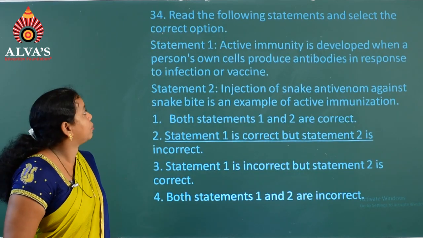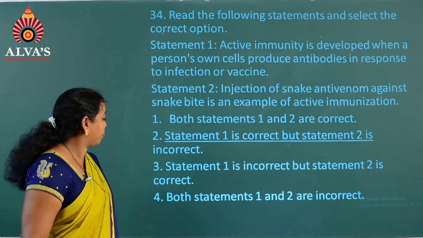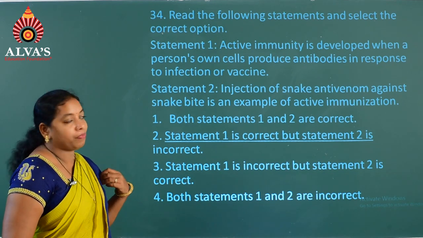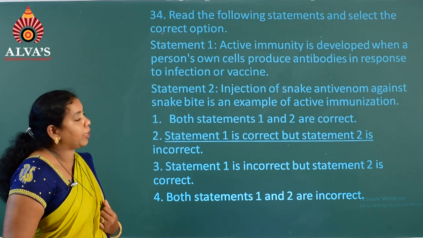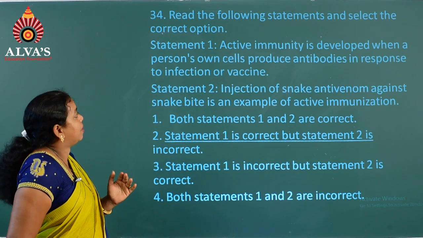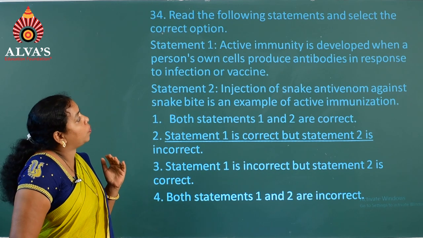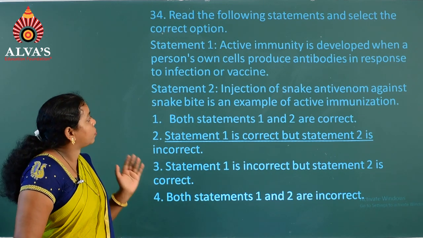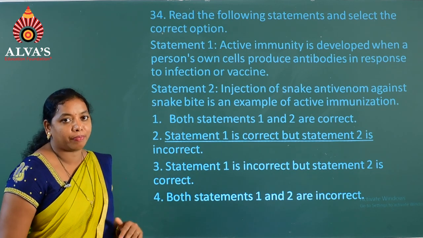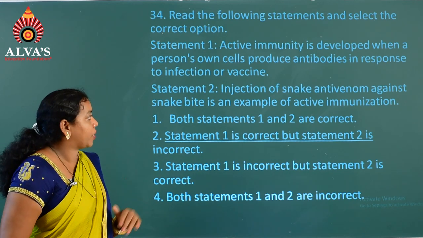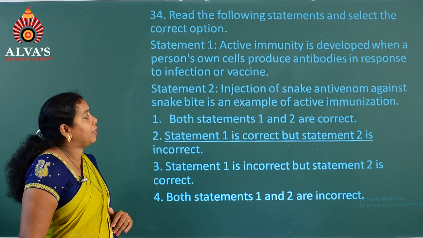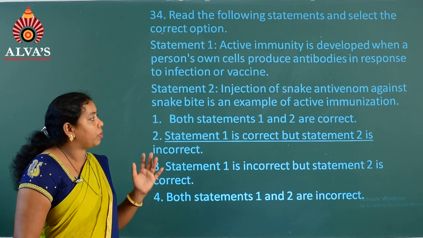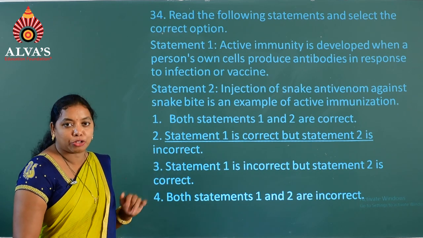Moving on to the next question, that is question number 34. Read the following statements and select the correct option. Statement 1: active immunity is developed when a person's own cells produce antibodies in response to infection or vaccine. And statement 2: injection of snake antivenom against a snake bite is an example of immunization, that is, active immunization.